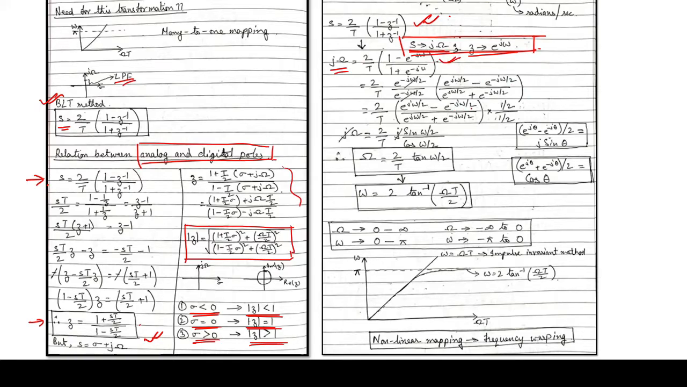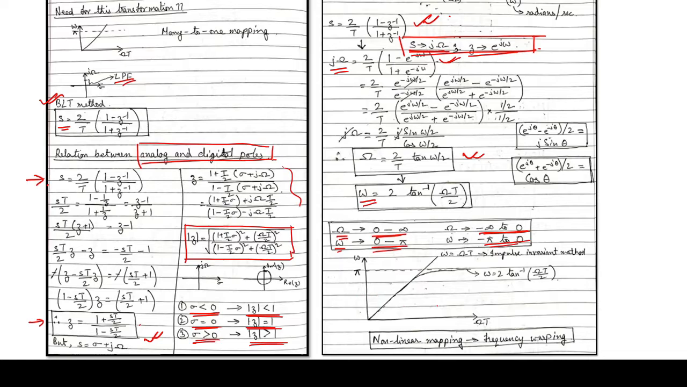So after replacing all this, if you see what we get, and doing some mathematics, we get to this equation: omega (analog) equals 2/T tan(omega/2). In other words, the digital frequency would be equal to 2 tan inverse of omega T by 2. Now what happens over here: when the analog frequency varies from 0 to infinity, our digital frequency varies from 0 to pi. On the other hand, if the analog frequency varies from minus infinity to 0, omega varies from minus pi to 0.